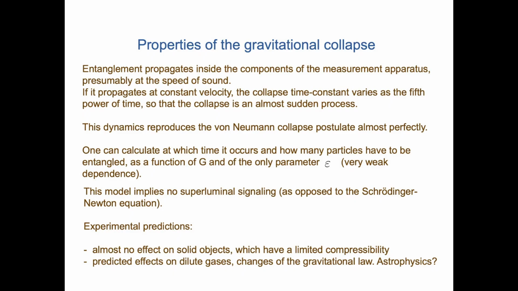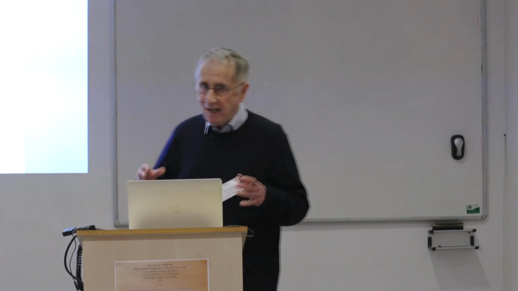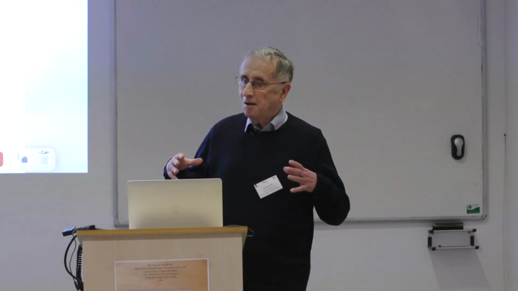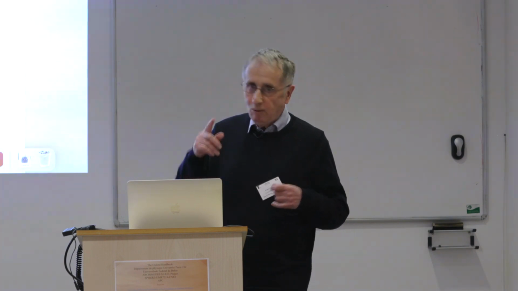So let me say a few more words about how this collapse occurs. First of all, what happens is standard quantum mechanics. The small quantum system gets entangled with the measurement apparatus, and the entanglement propagates in the measurement apparatus at a speed which can be maybe the speed of sound inside the apparatus, and the number of particles entangled with the quantum system is larger and larger. Remember that the gravitational energy was of the order of the square of the number of particles taken in the entanglement divided by the size of the object. So if you take an object at constant density as a function of its size, the collapse time changes like 1 over L to the 5th power.